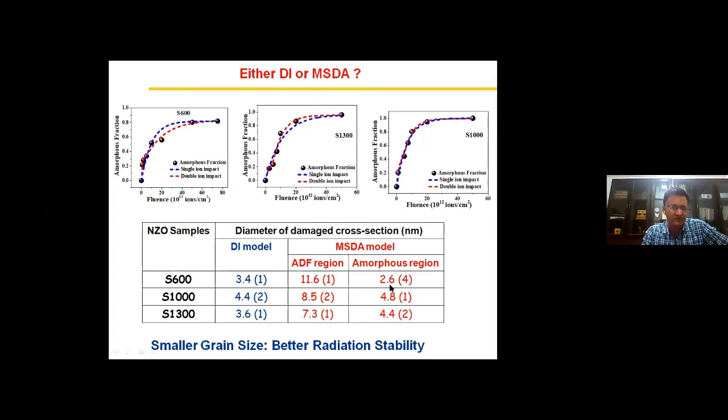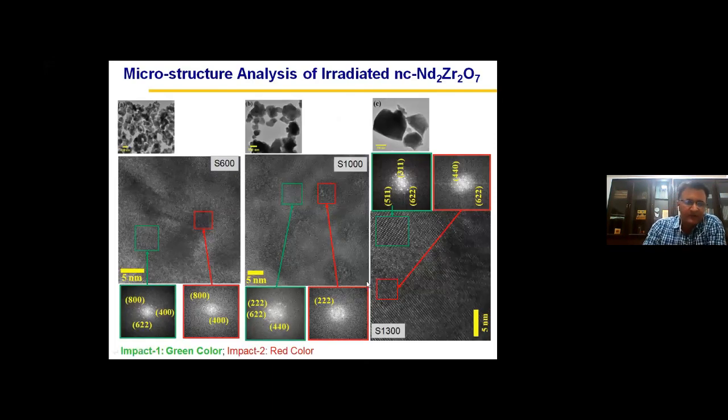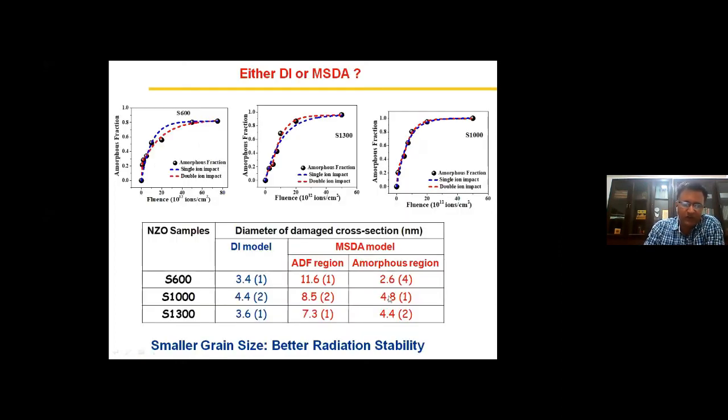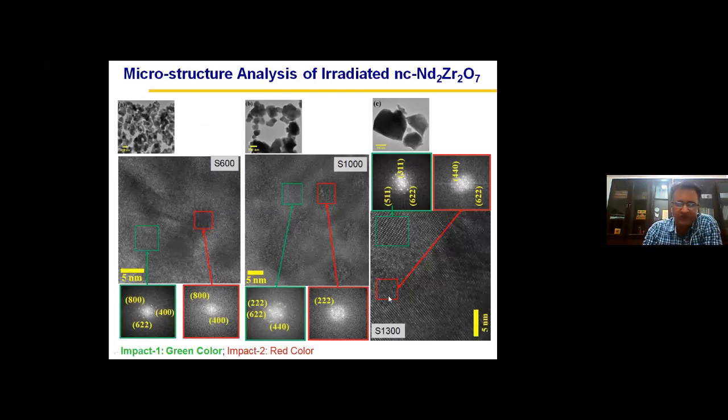On the basis of that, we can clearly explain it. In addition to that, in these materials some anti-site defect formation region is also created. Then again, these are the transmission electron microscopy images of the irradiated sample, and the track size that we have calculated has been confirmed by using TEM also.